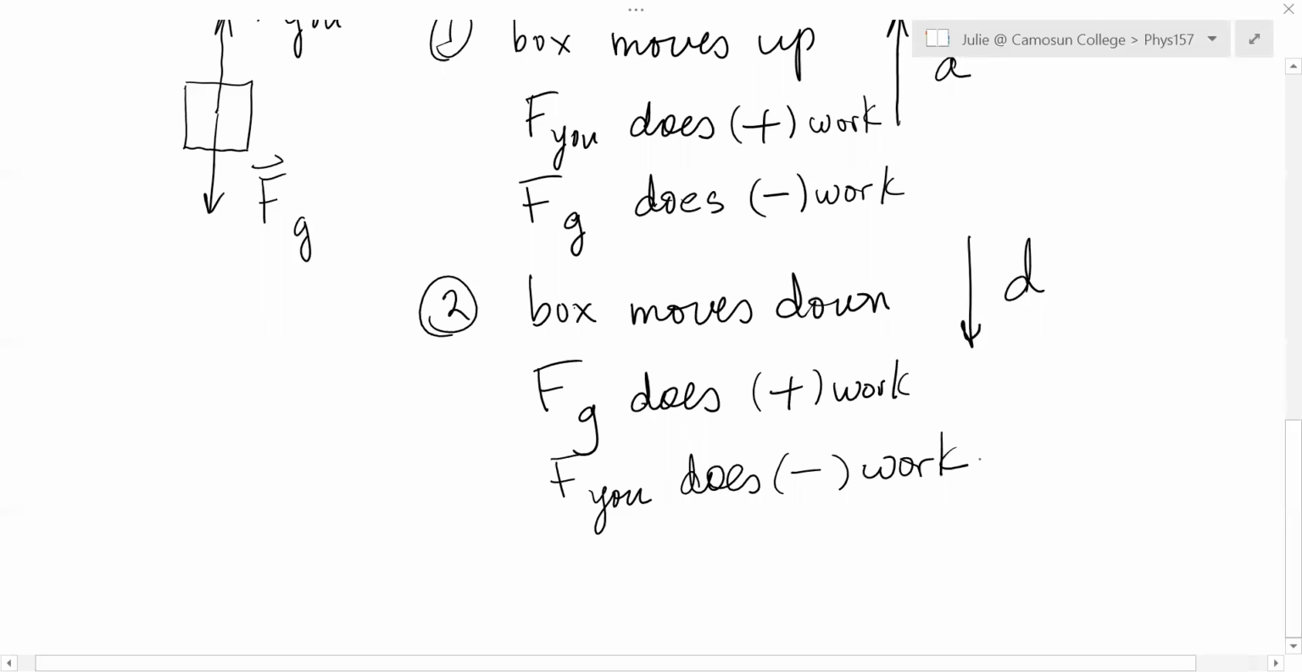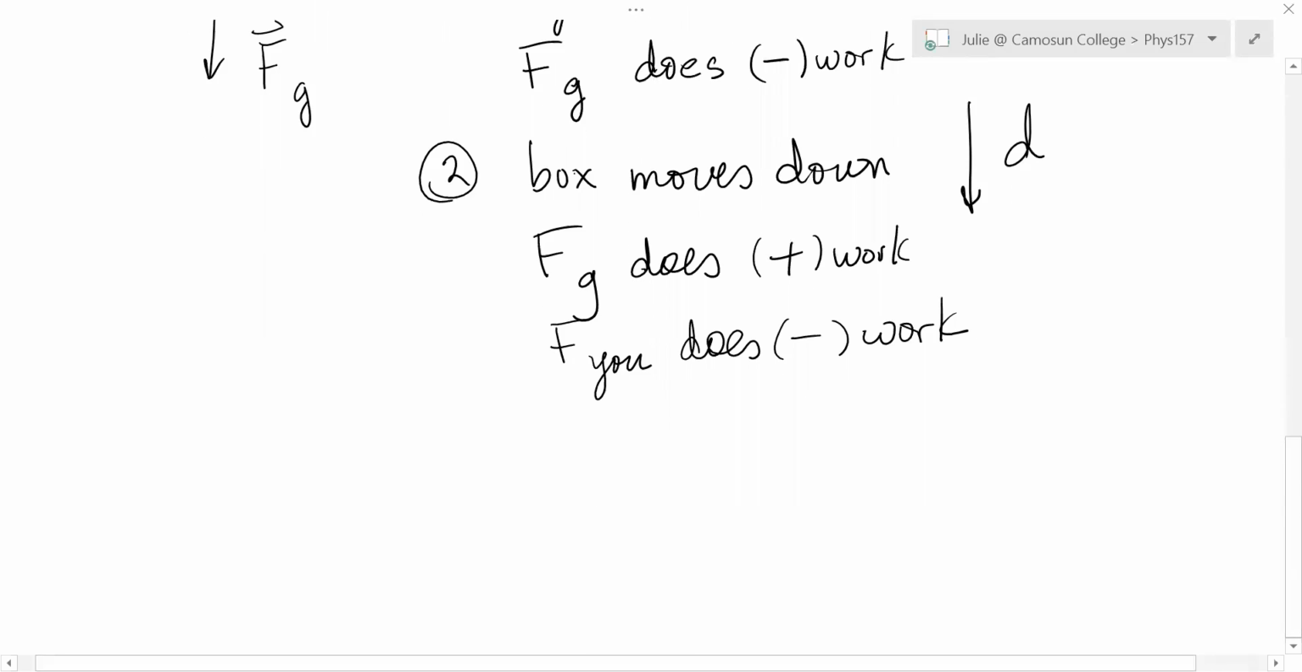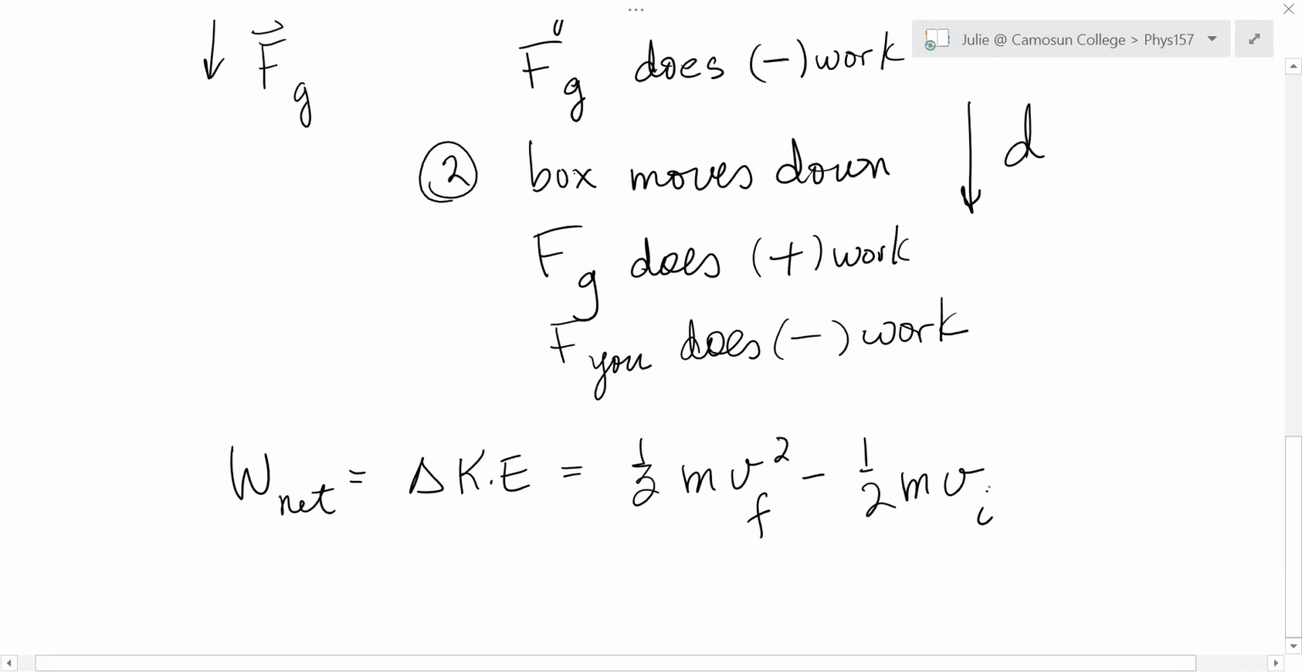Okay, and if it's not moving, there's no work at all because it has to move to do work. Okay, another very useful formula is called the work-energy theorem. The net work done is the change in kinetic energy of the object. So this is the final kinetic energy minus the initial kinetic energy. And you have to work this out as VF squared minus VI squared. You can't go VF minus VI and then square it.